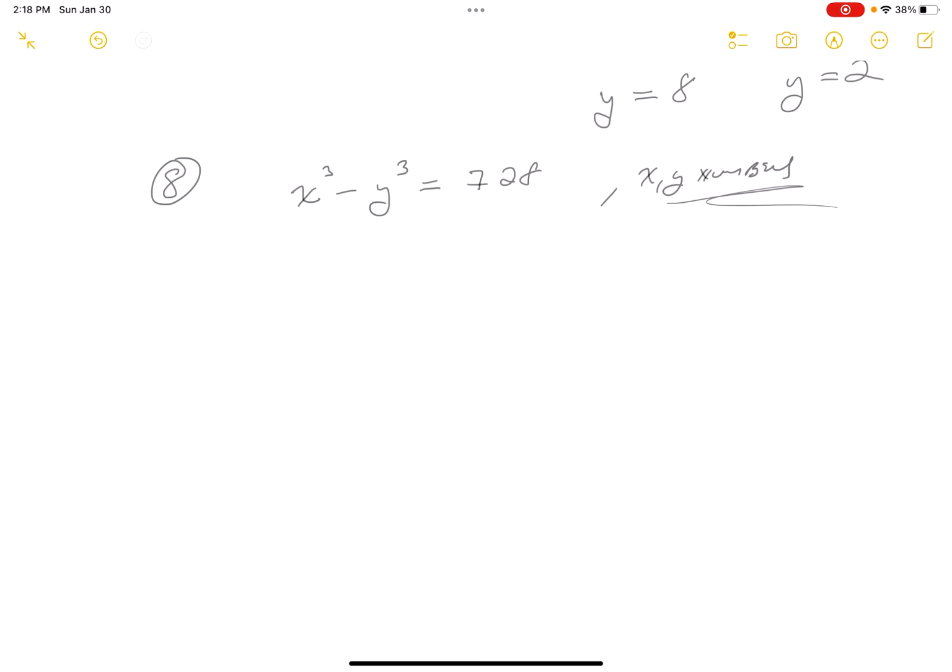It says, if the product of the numbers multiplied by their difference. Well, let me write this down. The product of the numbers multiplied by their difference. Well, I'm going to say their difference is x minus y. And what would you get over there? You'd get 72.